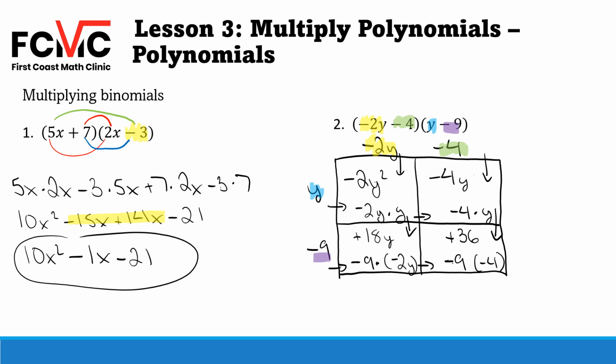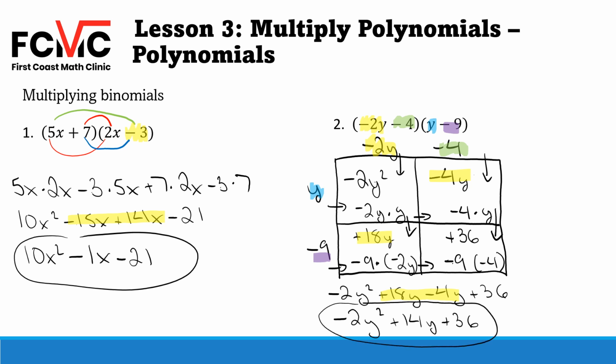Okay. Now we notice that our like terms are here and here. So let's write this out. Negative 2y squared plus 18y minus 4y plus 36. Again, our like terms are right here. We get negative 2y squared plus 14y, 18 minus 4, plus 36, and this is going to be our answer.